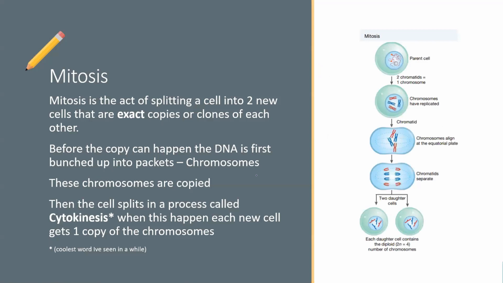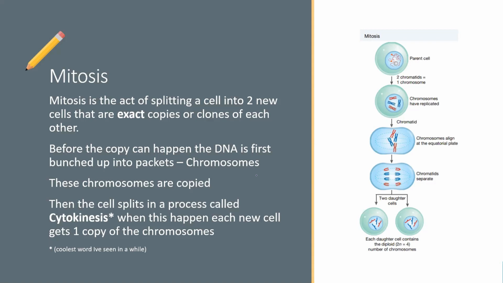Mitosis is the act of splitting a cell into 2 new cells that are exact copies or clones of each other. Before the copy can happen, the DNA is first bunched up into packets called chromosomes. These chromosomes are copied. Then the cell splits in a process called cytokinesis. When this happens, each new cell gets 1 copy of the chromosomes.